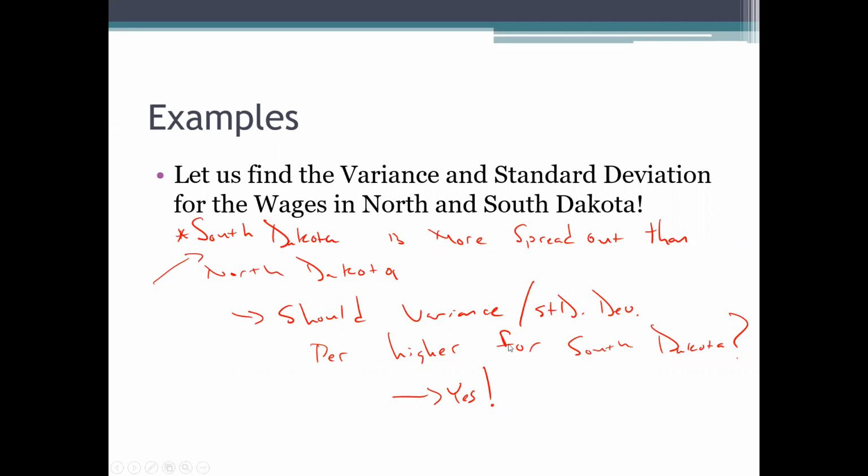All right, what we're going to do now is find the variance and standard deviation for the South Dakota wages. The first thing you have to find, you always have to find the variance first.